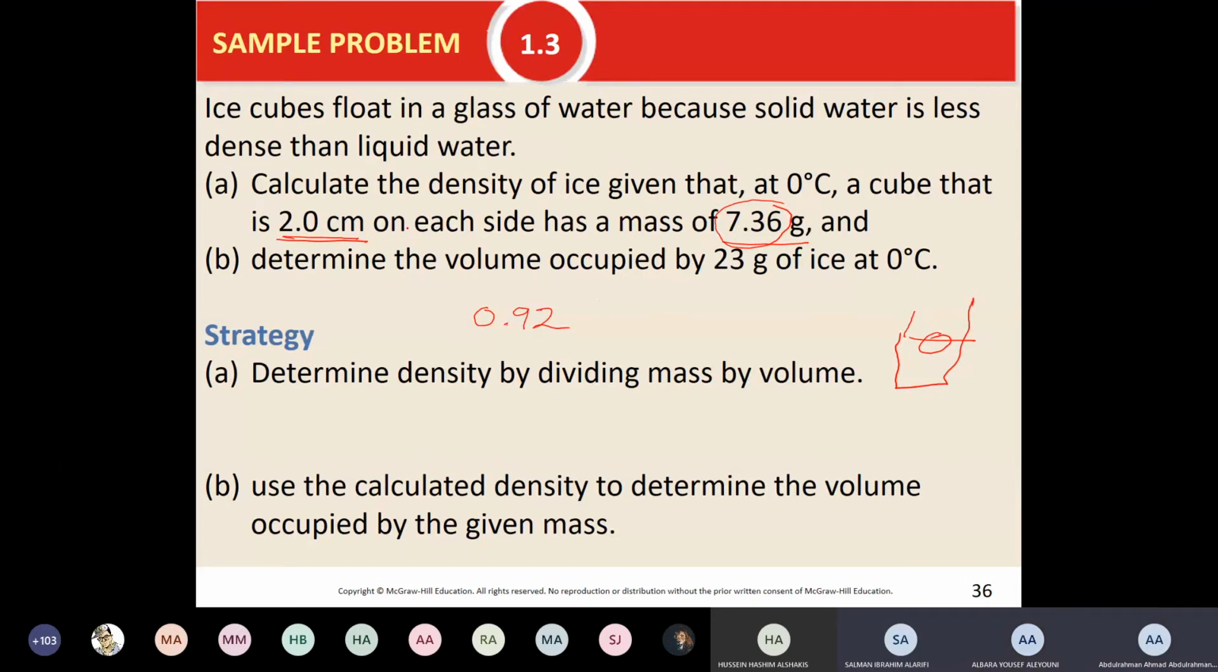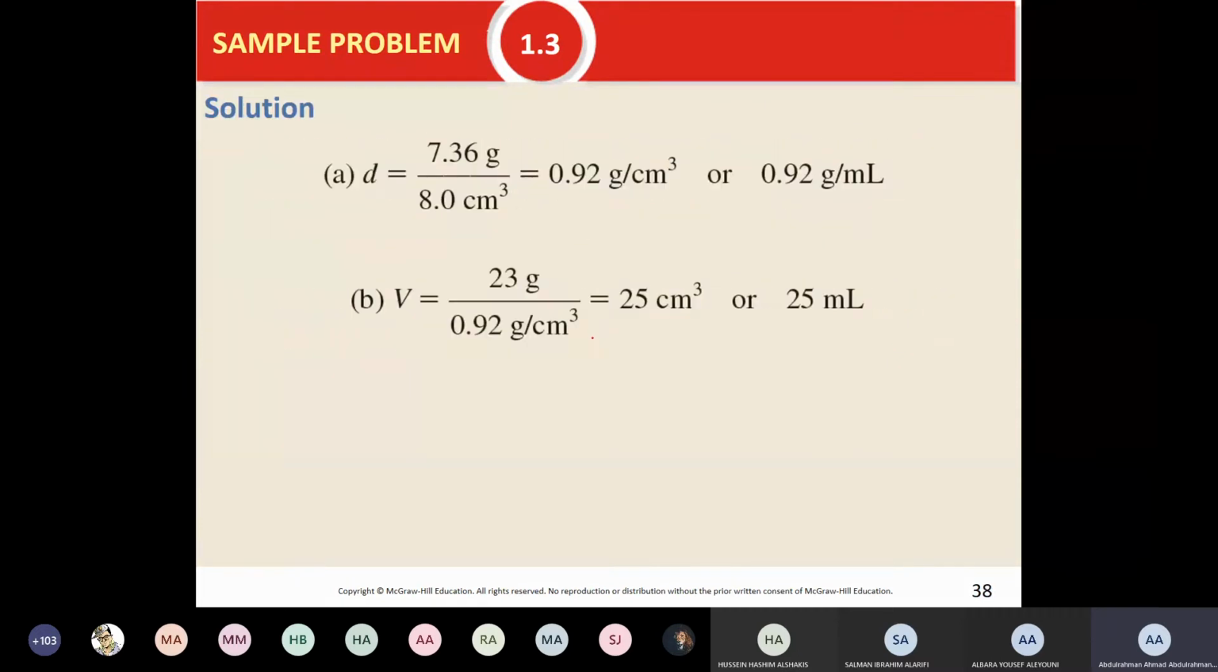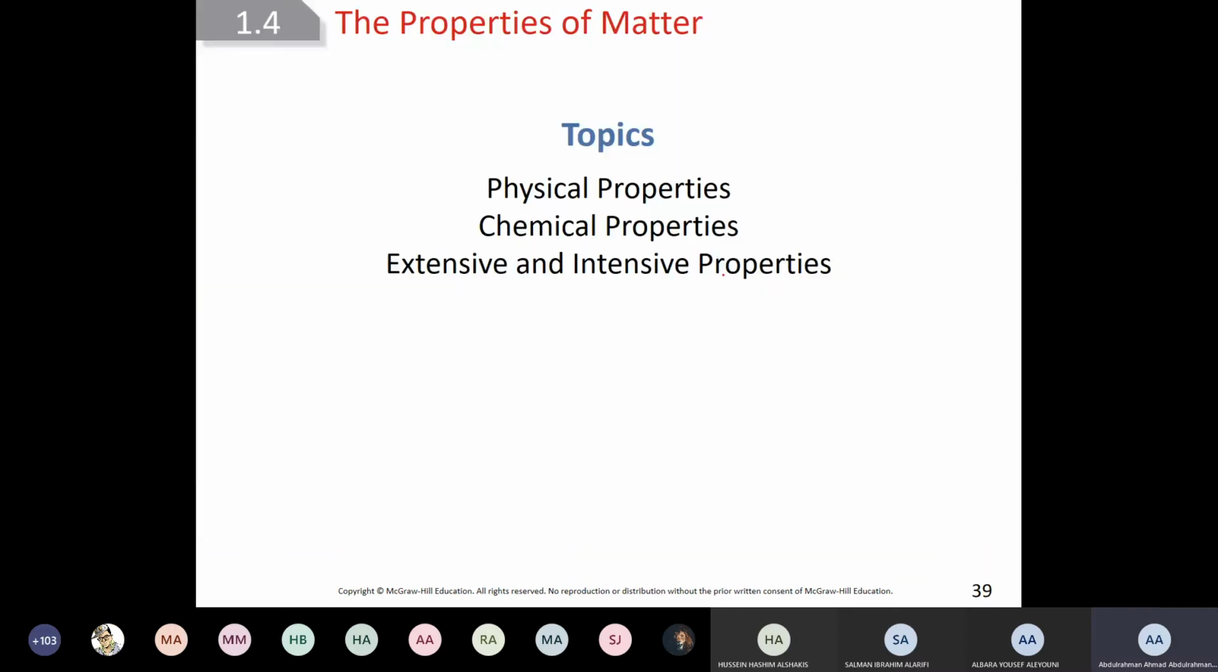Change for units. 2 cubed. 2 times 2 times 2, which is equal to what? 8 centimeters cubed. That's the volume. And the mass is this one. So what did he do? He divided 7.36 by 8, and you have the answer. And this is the correct answer. Clear? All right? Yes. Good. All right.